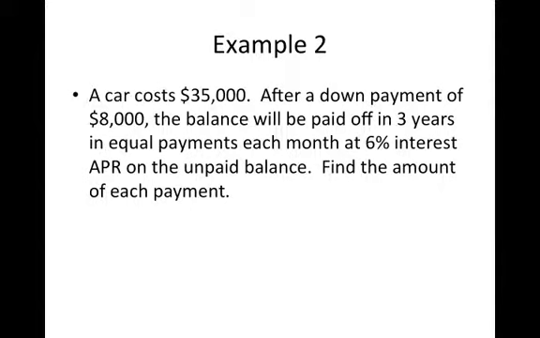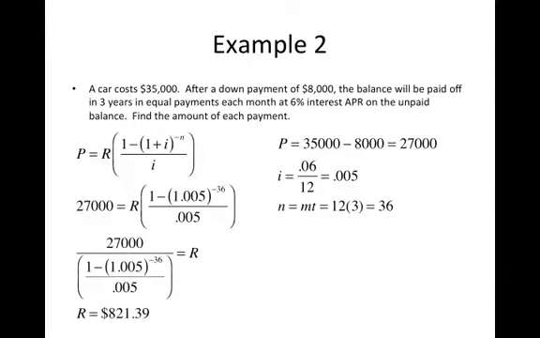A car costs $35,000. After a down payment of $8,000, the balance will be paid off in 3 years in equal payments each month at 6% interest APR on the unpaid balance. Find the amount of each payment. So here we'll know the present value of the annuity, and we'll figure out what monthly payments would equal the same amount.